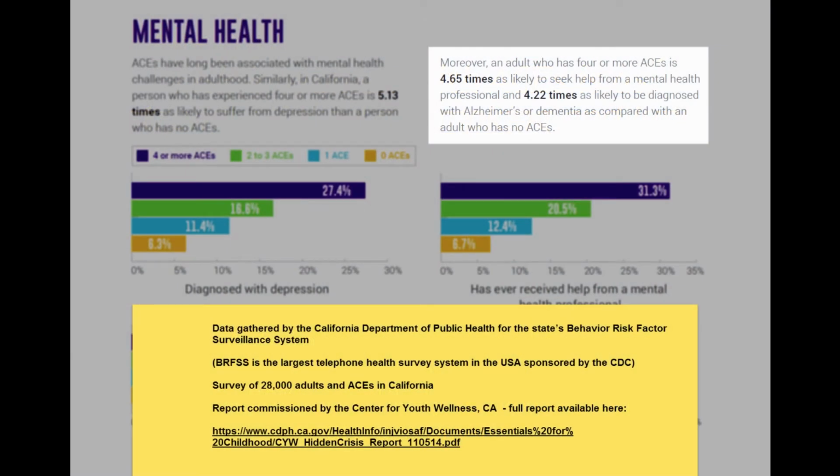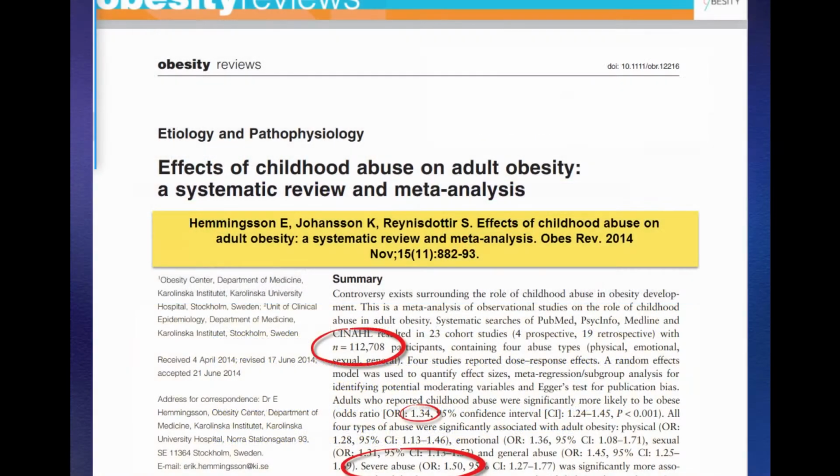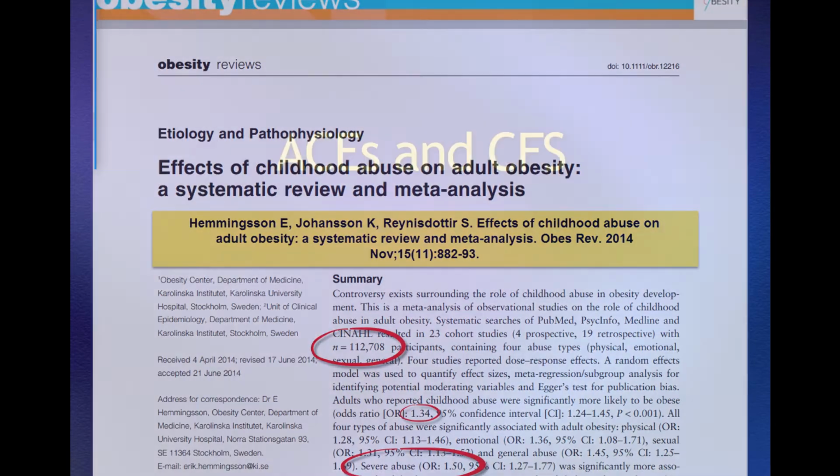Just a few other pointers on ACEs. If you have at least four ACEs, you have a 4.22 times increased risk of Alzheimer's. This is according to 1,000 adults in California, studied by the California Department of Public Health. So it's huge and it affects everything. Here's an obesity study of over 112,000 people: with a moderate level of abuse, you have a 34% increased risk of obesity in adulthood. With severe abuse, you've got a 50% increased risk of obesity in adulthood.